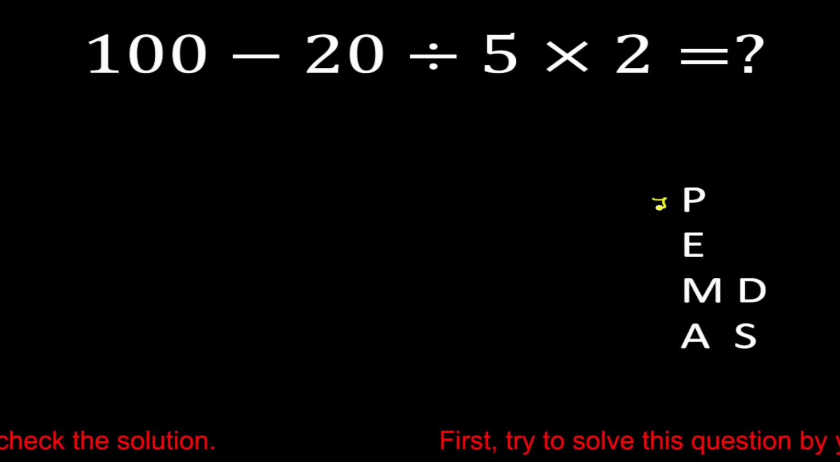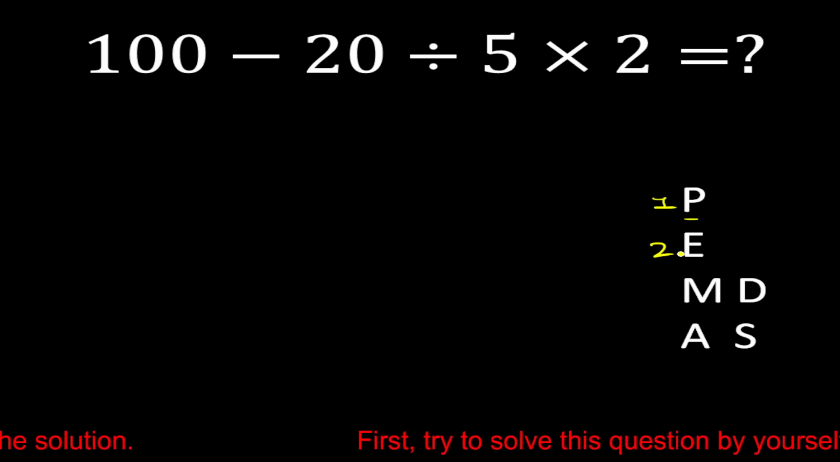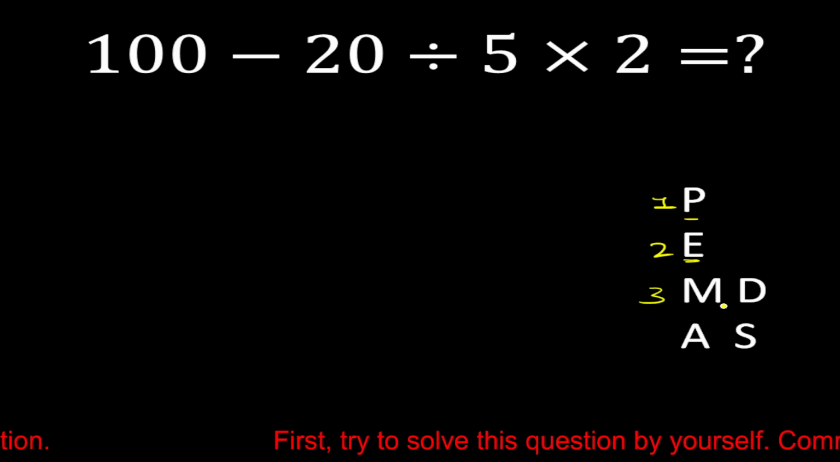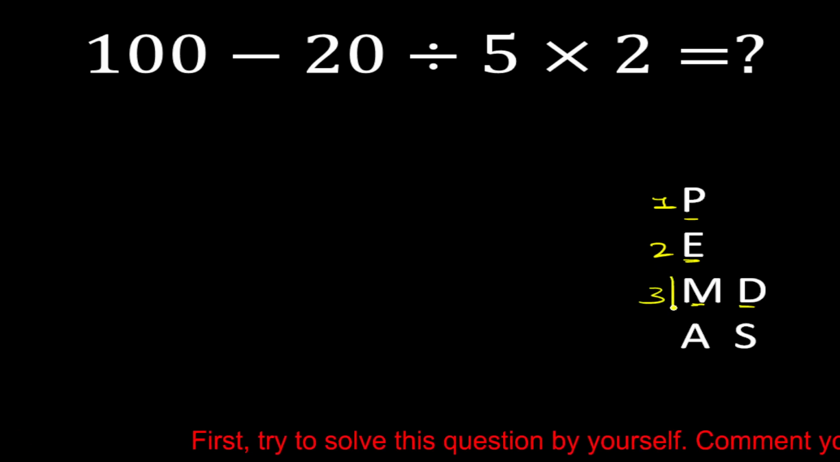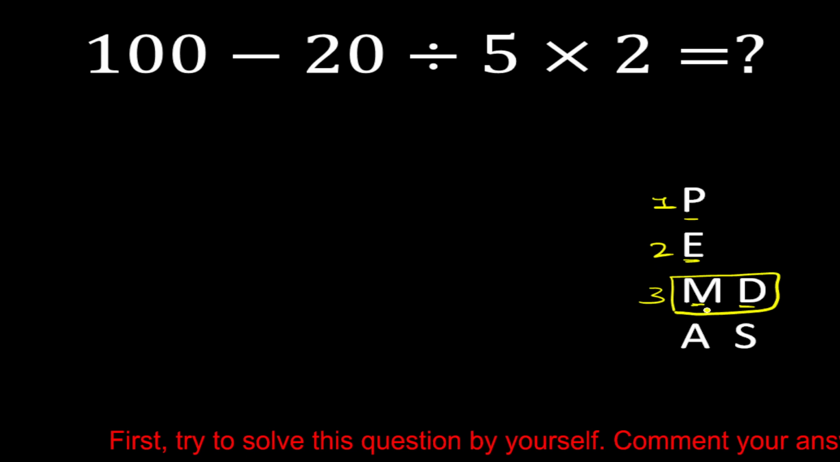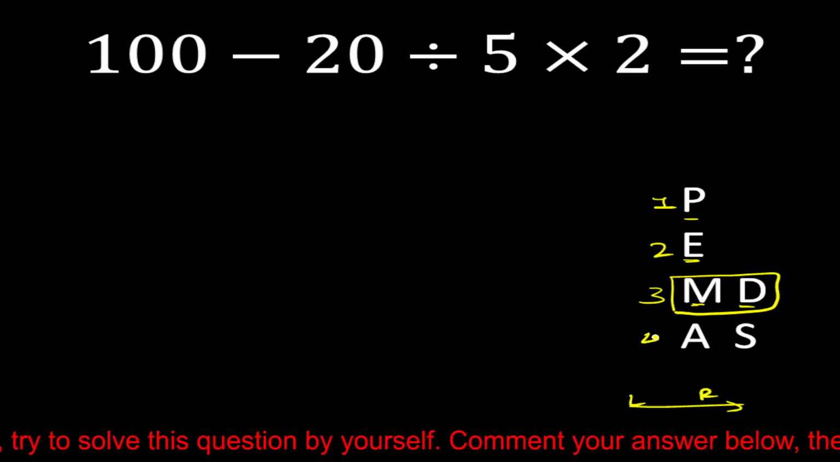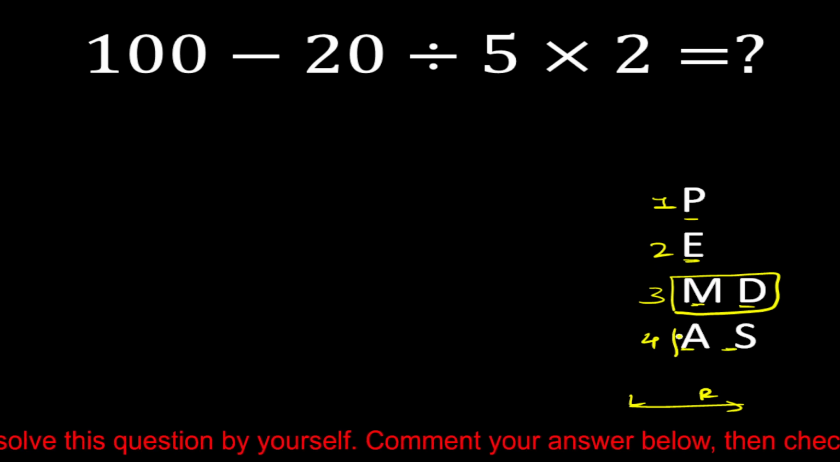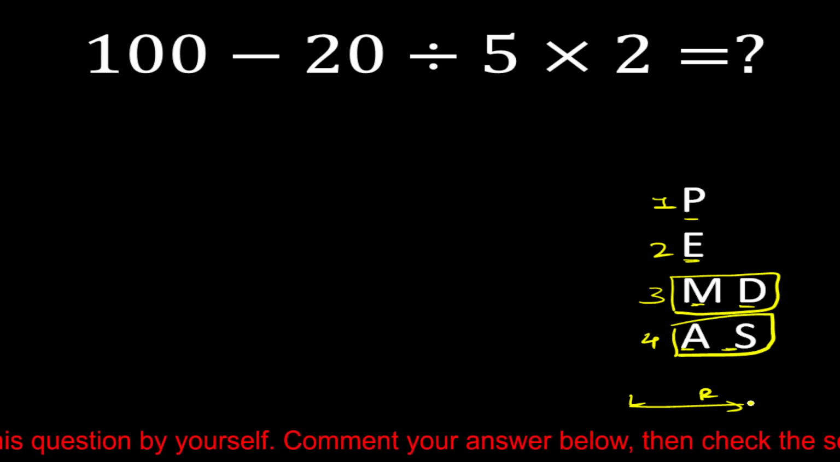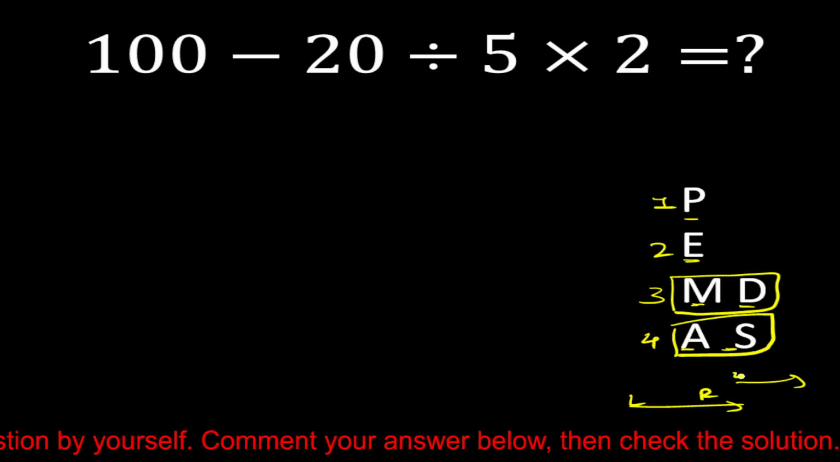So first priority is parenthesis. Second priority is exponents. Third priority is multiplication and division. Here multiplication and division both have equal priority, so we have to solve it from left to right. Fourth and last priority is addition and subtraction. Also, addition and subtraction both have equal priority, so we have to solve it from left to right.